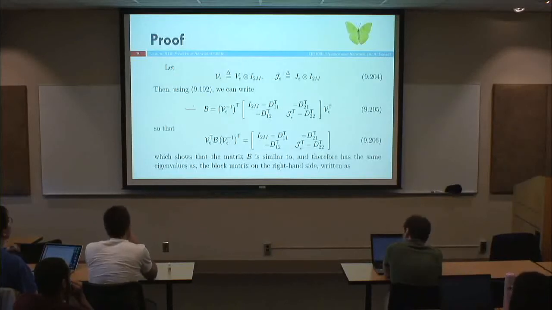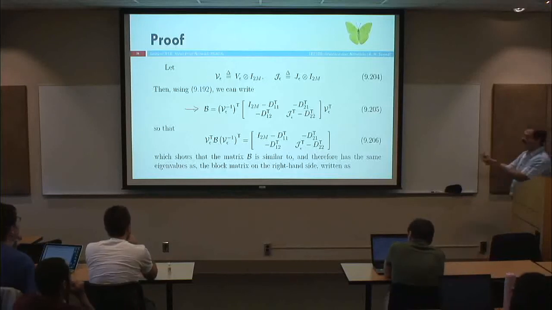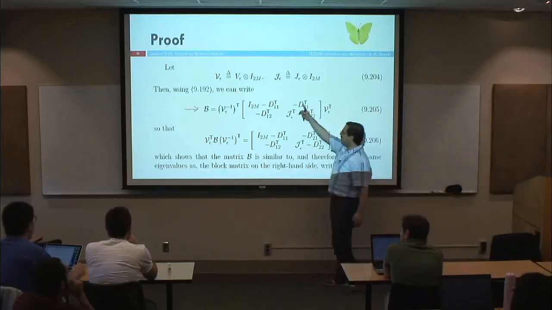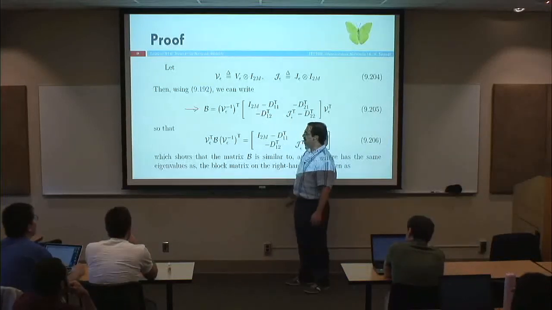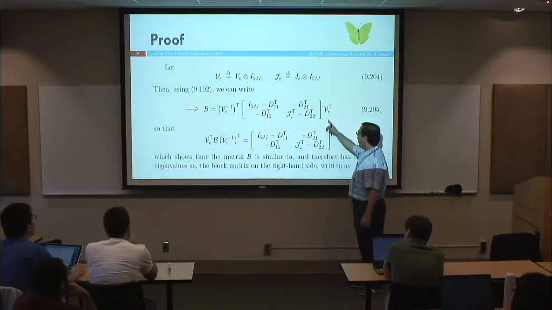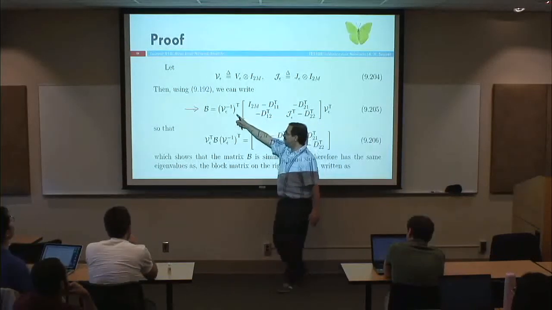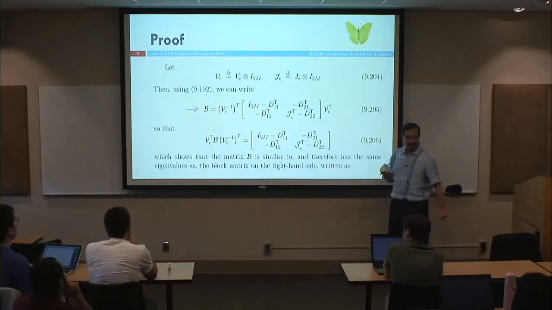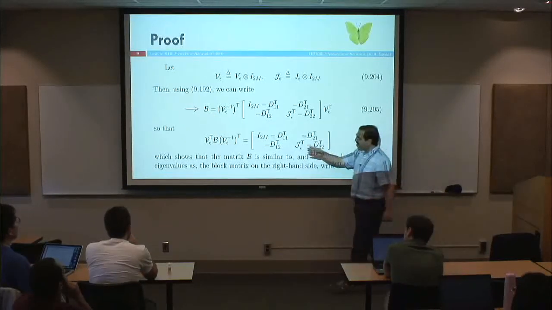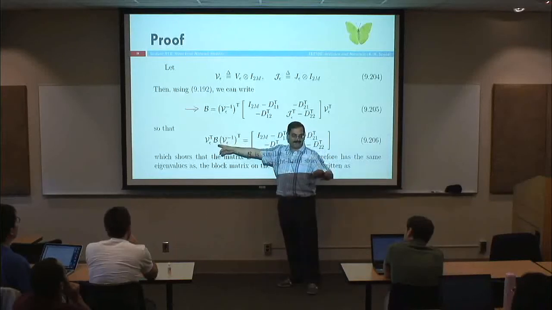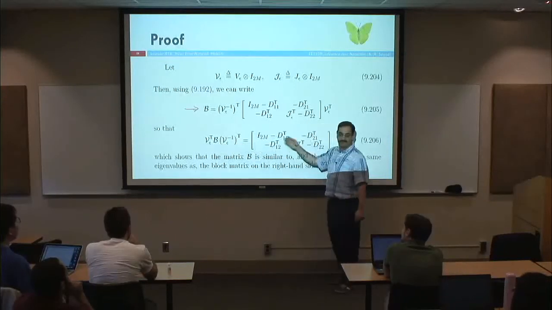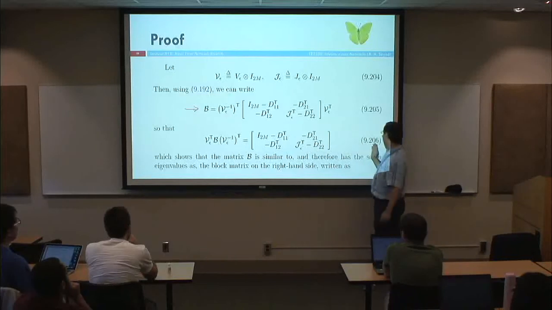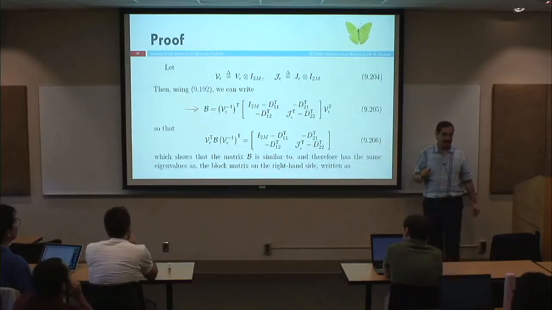We also did this last time. This is B, right? I'm just writing B in terms of the D's, in terms of the J and I, okay? And if you take these eigenvector matrices to the left, what do you get here? You find that the matrix B, which we want to show is stable, is similar to this. That's what relation 206 is showing, right?